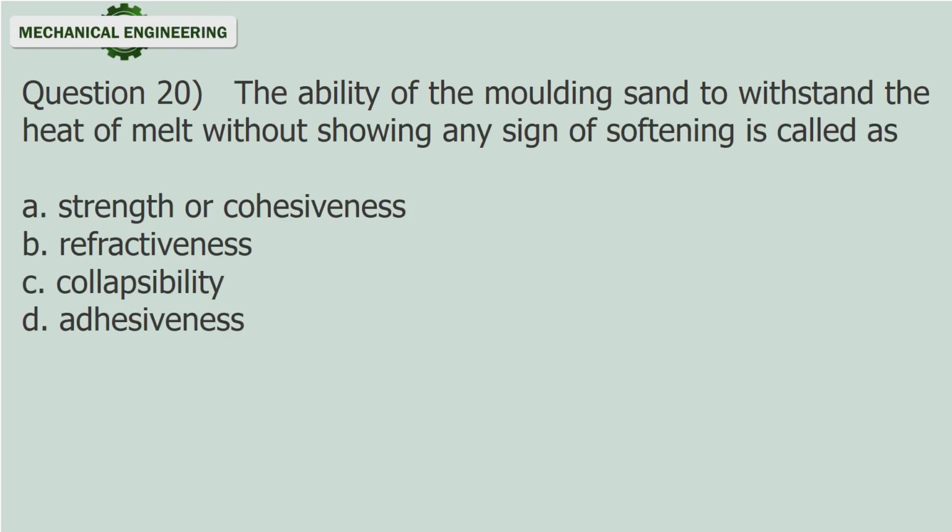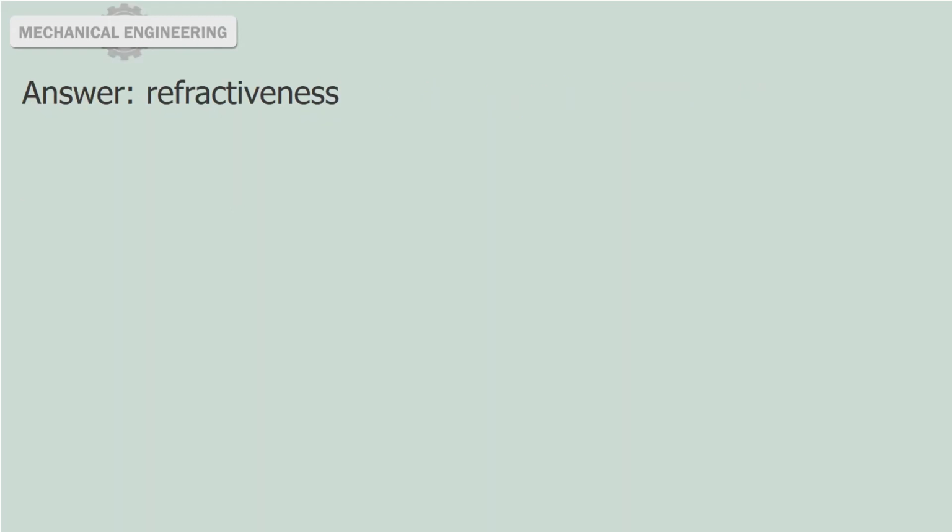Question 20. The ability of the molding sand to withstand the heat of melt without showing any sign of softening is called as A. Strength or cohesiveness. B. Refractiveness. C. Collapsibility. D. Adhesiveness. Answer: refractiveness.